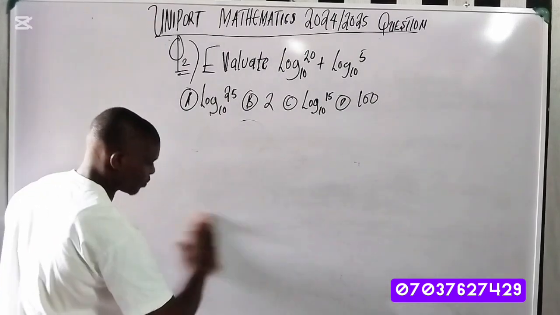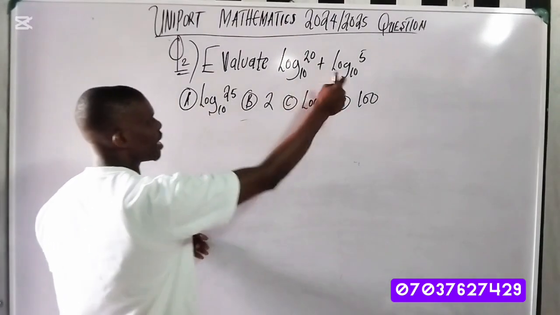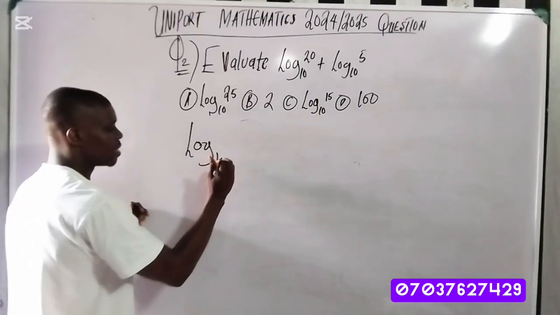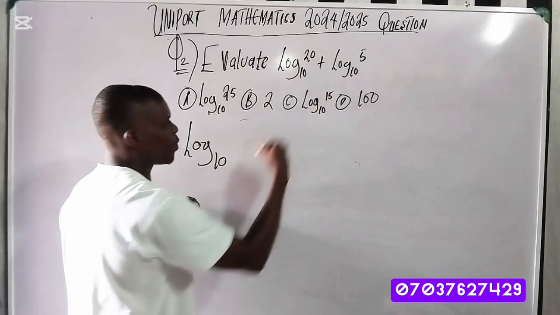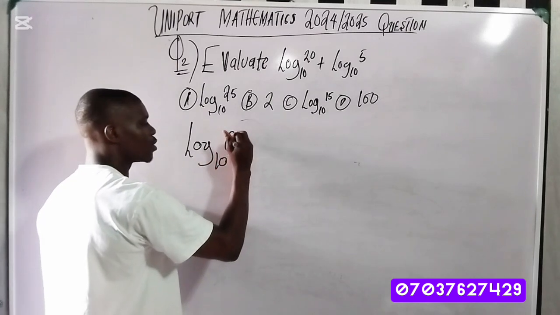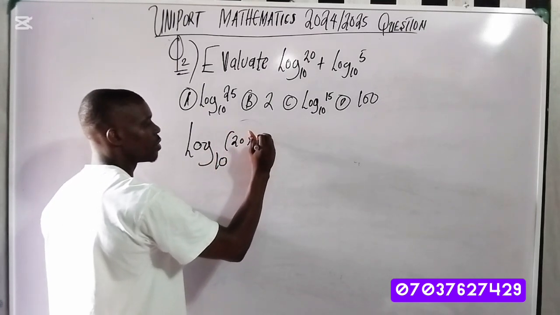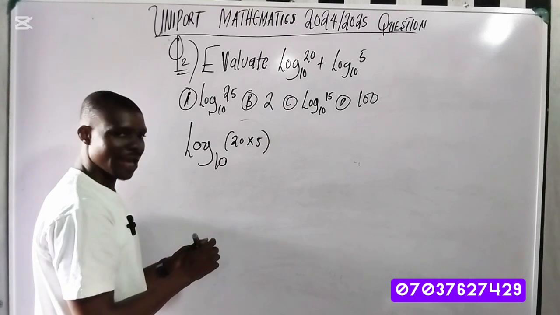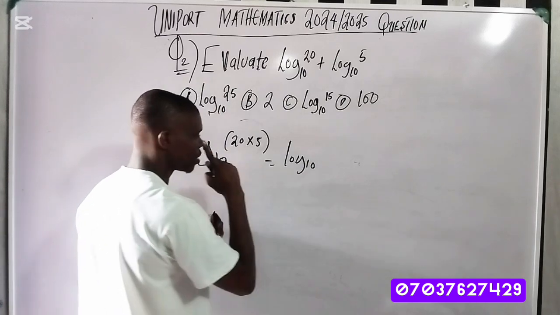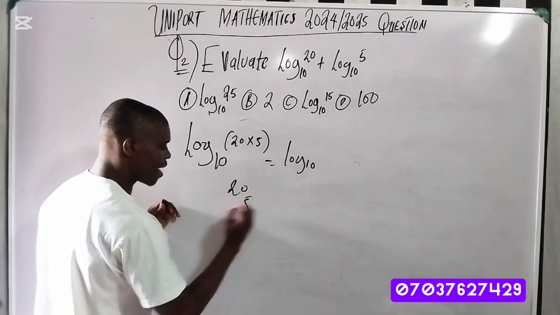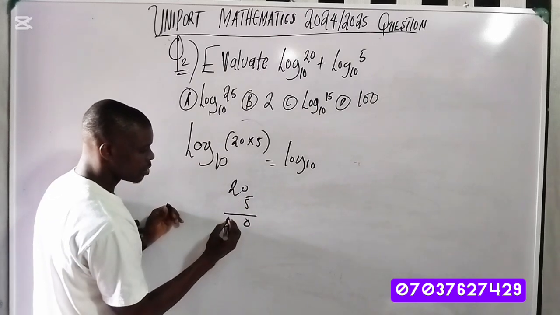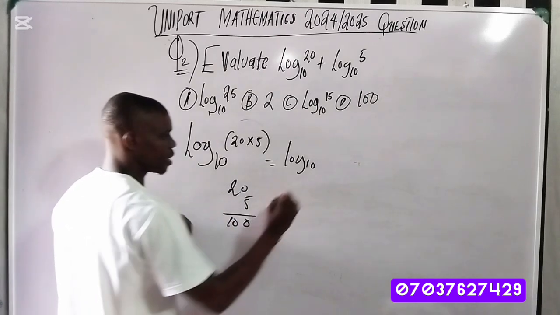Let's solve this problem. If you look at it very well, two of them have the same base, right? So just take base log 10. Now remember, it is plus. Whenever it's plus, which sign do you introduce? Multiplication. So that would be 20 times 5. 20 times 5 is 100.